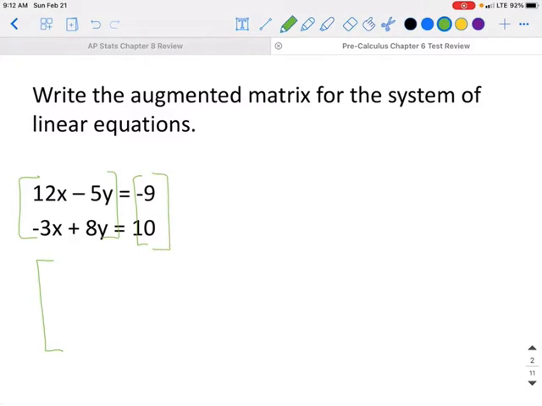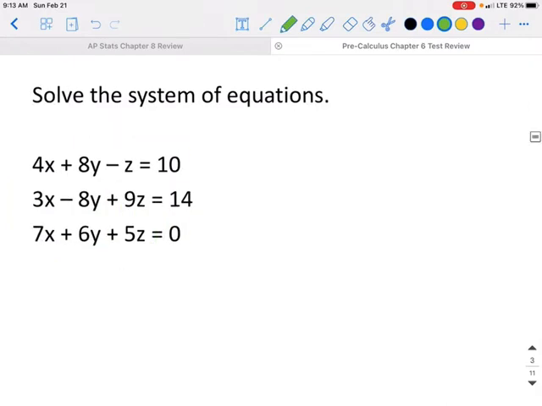Now, when you do this, anything that has variables does need to be to the left. Anything that does not have variables does need to be to the right. And you're just going to write your coefficients in front of those variables. You will not write the variables with them. So all the x's need to be in a column together. All the y's need to be in a column together. And then you are going to augment with what the equations equal. So this will be your augmented matrix.